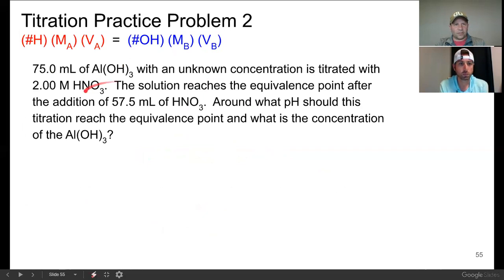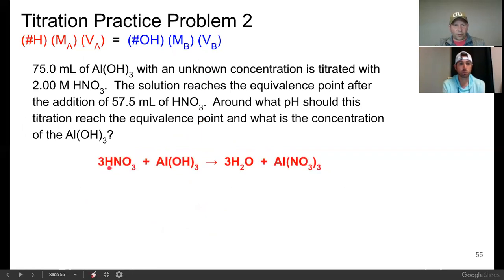So let's go through and just find the 5 out of the 6 variables. Are you ready? Okay, yes. Look, here's the equation first. Notice we have 3 moles of this for every 1 mole of that. We have made this equation up here, so you don't need to worry about the balanced equation.